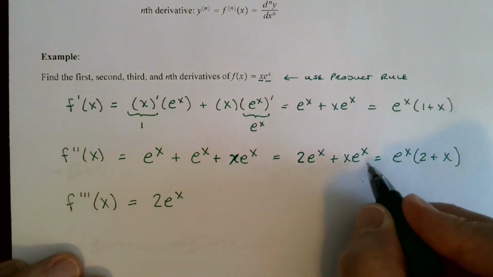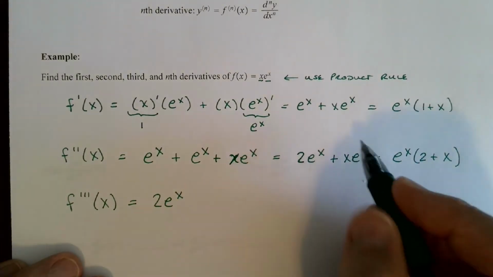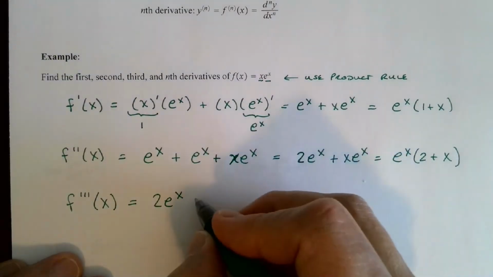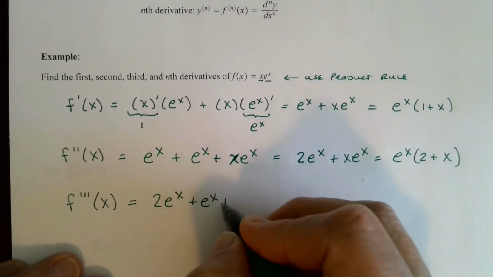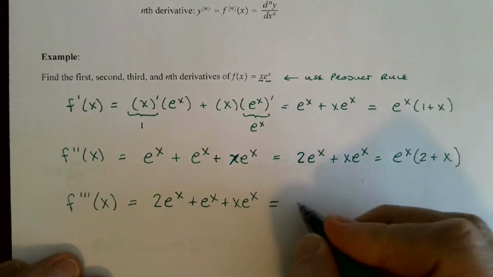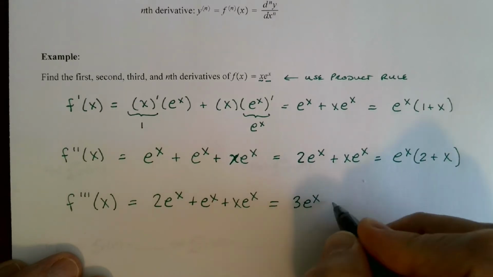And then again, what's the derivative of x e to the x? Well, that goes back to the very first one. We know the derivative of x e to the x is right here, e to the x plus x e to the x. 2 e to the x plus e to the x is 3 e to the x.